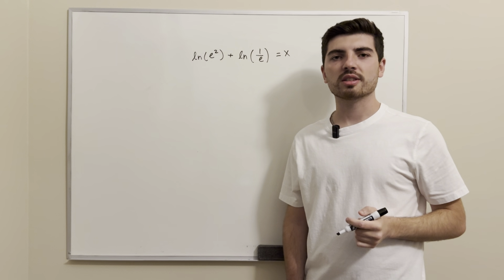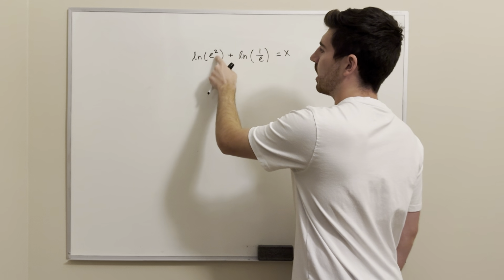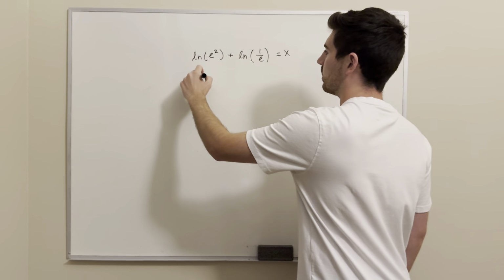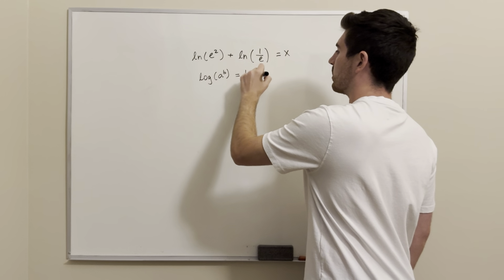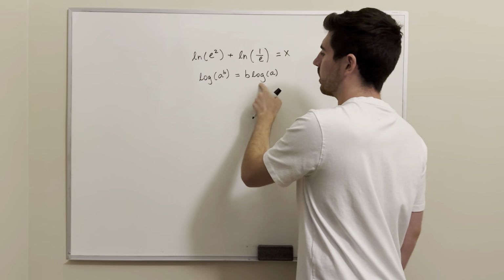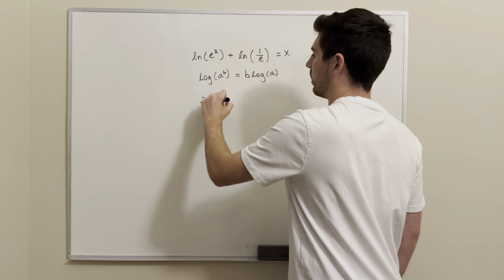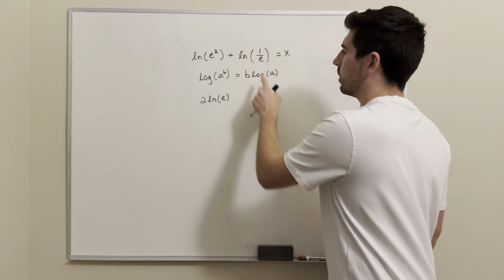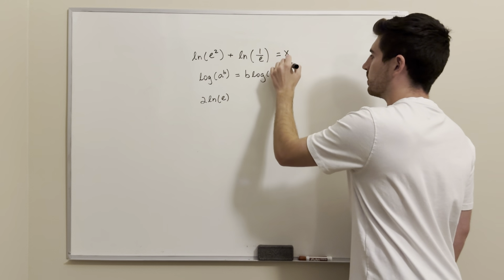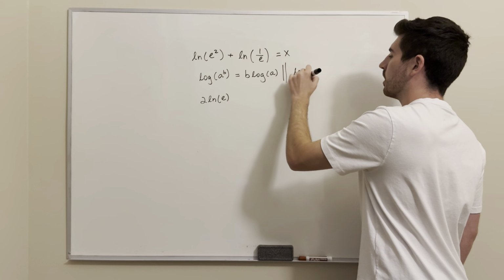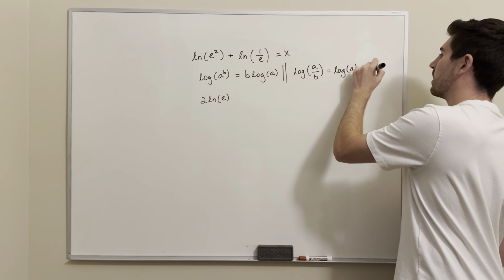Let's use the rules we just discussed to solve this problem. In the first logarithm, we have an exponent. Remember the exponent rule. Log of a to the b power is b times log of a. So applying this equation to this expression, we get 2 times the natural log of e. Now let's look at the next one, which is division. Remember, we have log of a divided by b is log of a minus log of b.